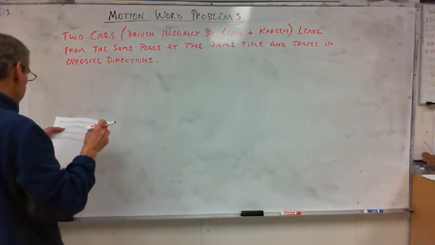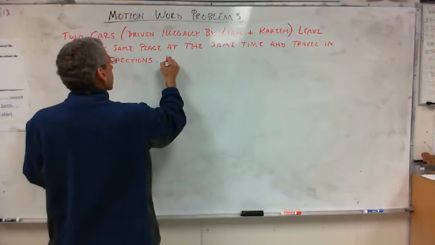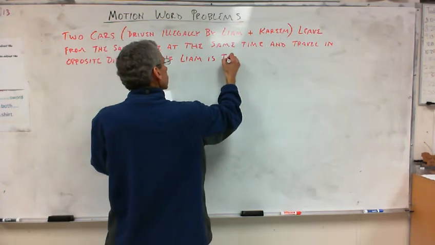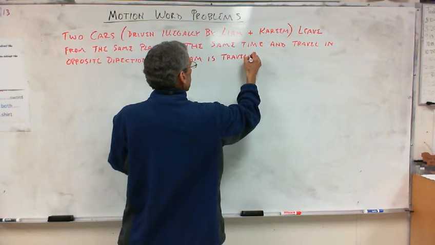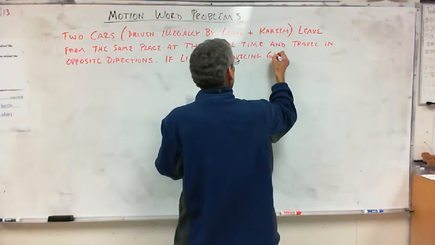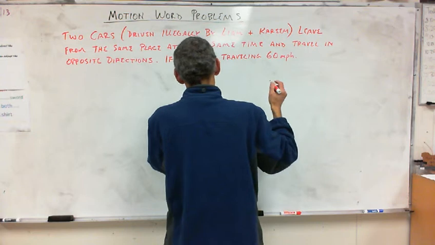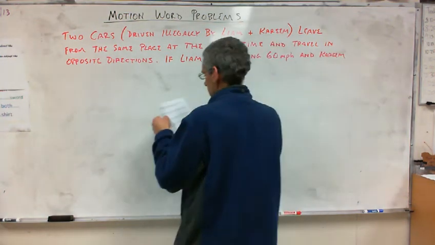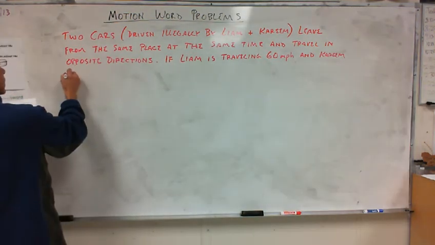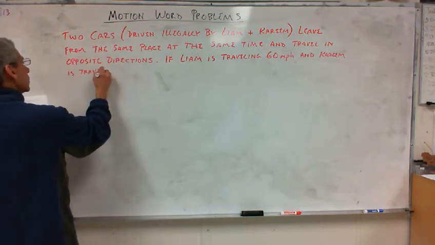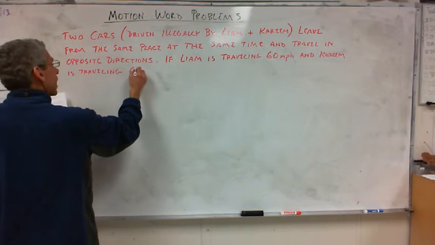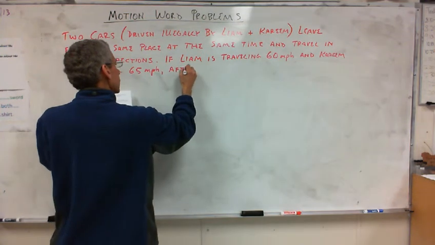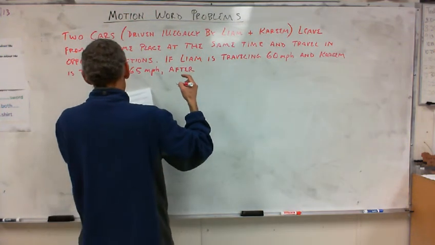If Liam's car and Kareem's car leave at the same time, let's say Liam is traveling 60 miles per hour and Kareem is traveling 65 miles per hour. After how many hours will they be 625 miles apart?